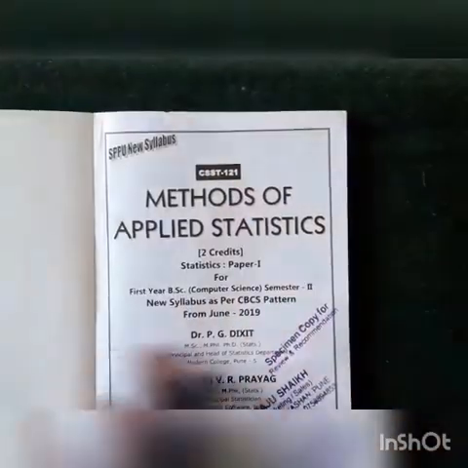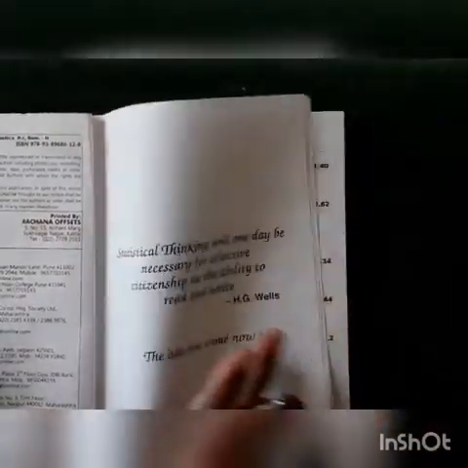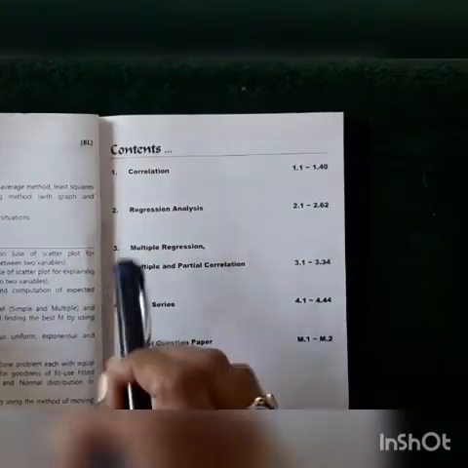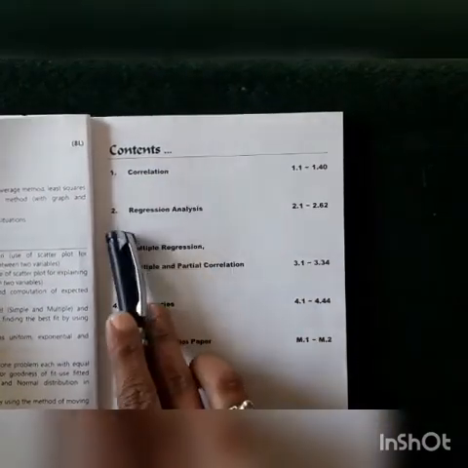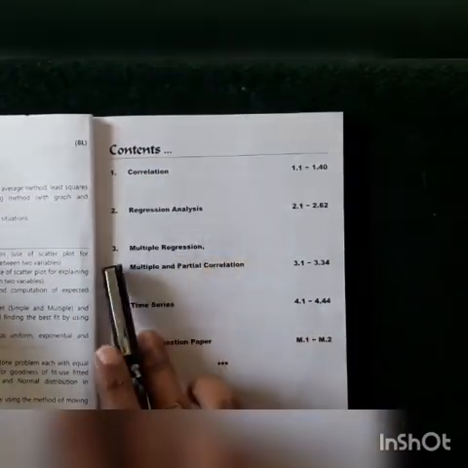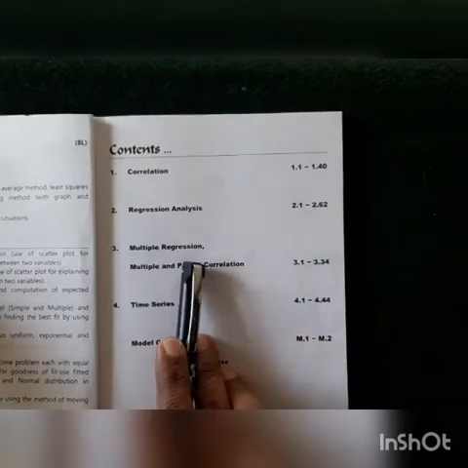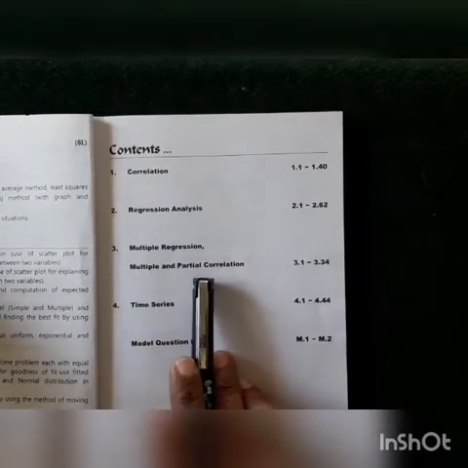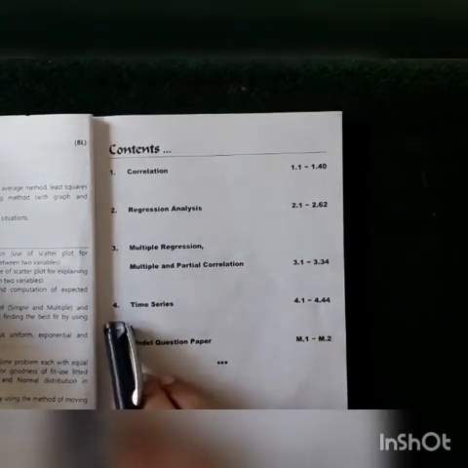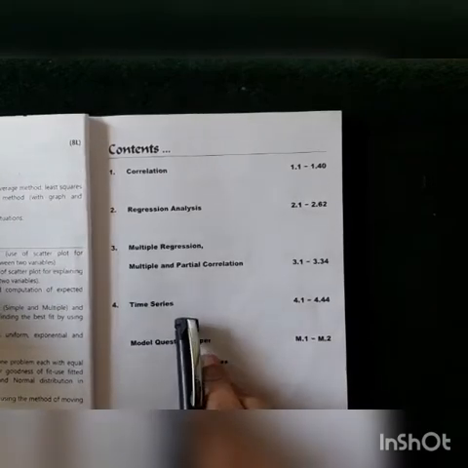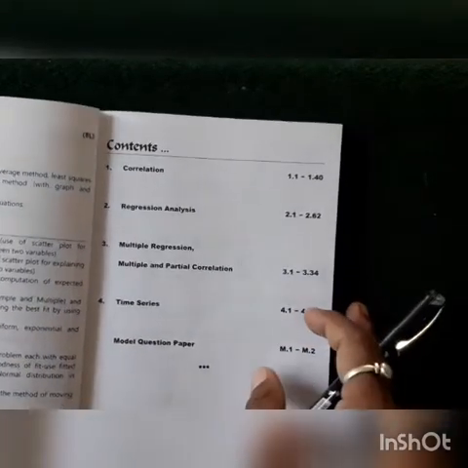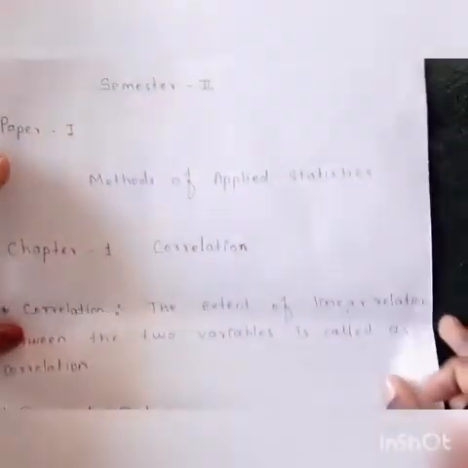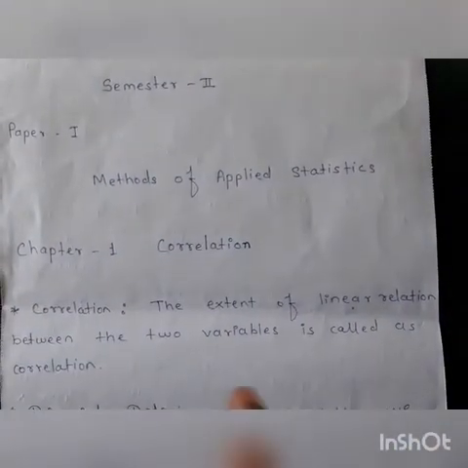In this paper there are 4 chapters. The first chapter is correlation, the second chapter is regression analysis, the third chapter is multiple regression, multiple and partial correlation, and the fourth chapter is time series. So today we start chapter one, that is correlation. So the first point is correlation.